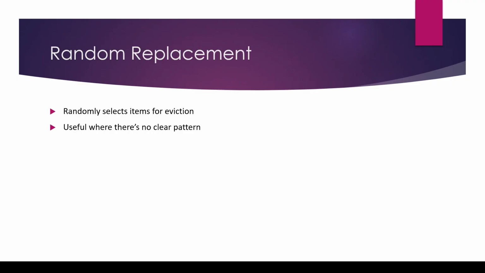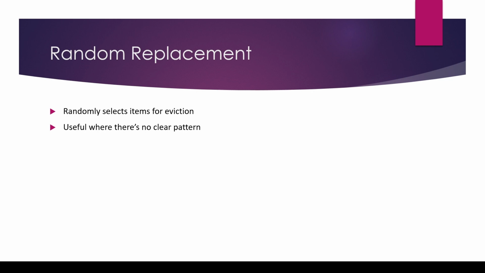In this section, we will discuss the random replacement eviction policy. This is probably the simplest to understand because this is random, there is no clear pattern. Whenever the cache is full and we have to evict an element to make room for a new element, we select the item randomly. We remove that item and make room for the new element.